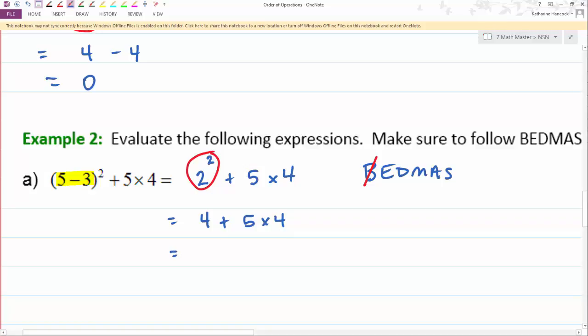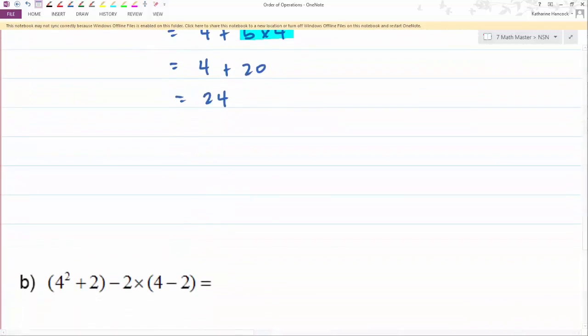And I look again. Brackets done. Now I've got my exponents done. Is there any division or multiplication? Yup. So I'm going to do that first. So 4 plus 20. And I get a final answer when I add them together of 24.